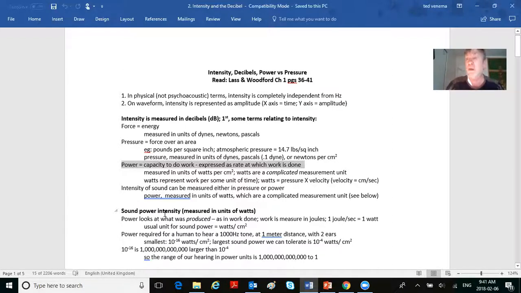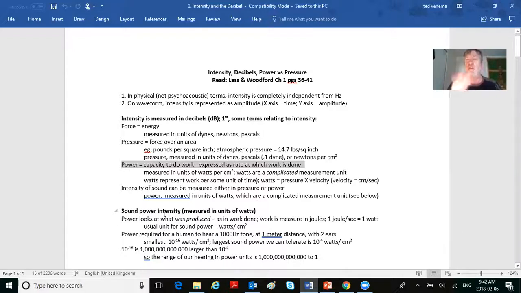Think of a light bulb. How many watts is it? Is it a 60 watt bulb, a 100 watt bulb? Watts is a unit of power. Dynes is a unit of pressure. Both ways are used to measure sound intensity, but we choose pressure. You know why? Because we're hearing instrument specialists, and we talk about the ear, and the ear receives sound. So the ear works more like a pressure device.